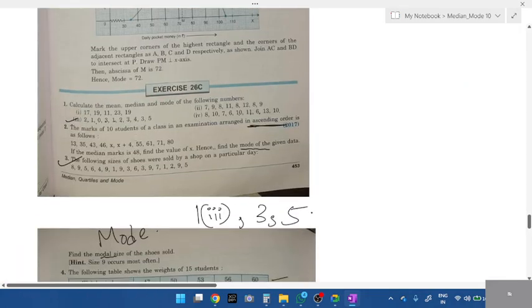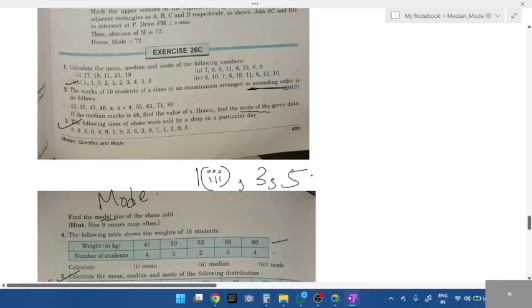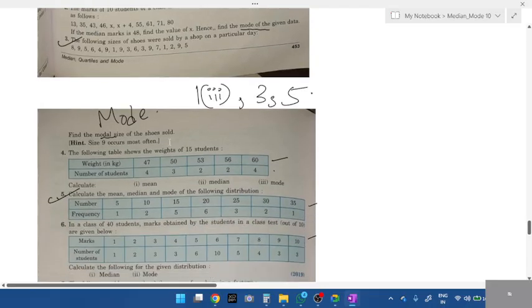So this is the second type of question. I'll just read out quickly. First type, a single value will be given, arranged in ascending order. Second type, it will already be arranged in ascending order. In that, find the value of x using median concept. Third question is the same, just arrange in ascending order, find the mode.